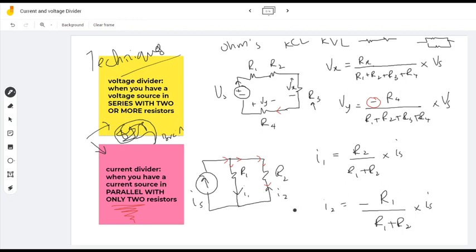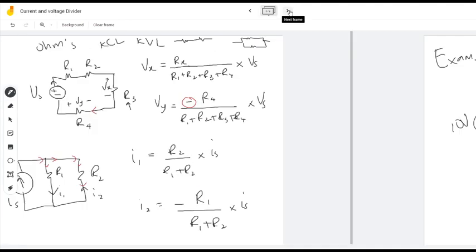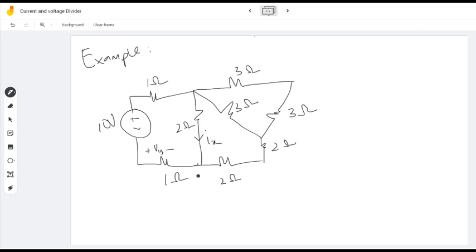Okay, so these are the basic rules on when you could actually use voltage divider and how for you to actually use the voltage or current divider. Now let's go to an example. So you have this example.